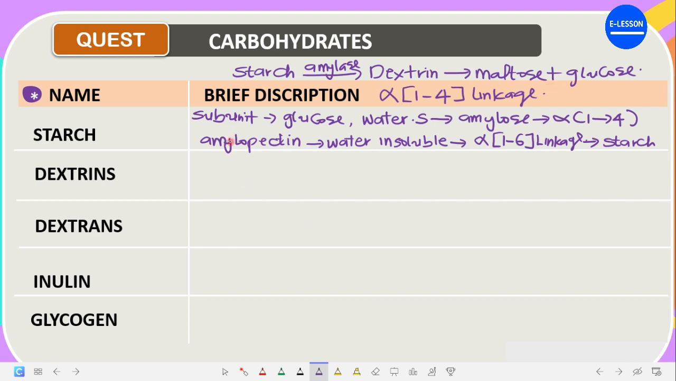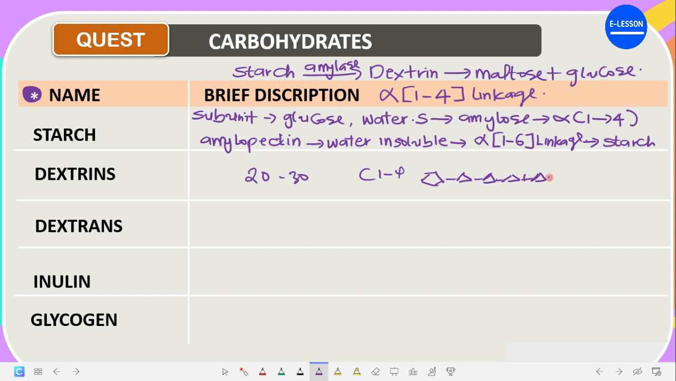Now note that this amylopectin part of it is a branch. That is to say, after you must have gotten to like 20 to 30 glucose joined together by alpha 1,4, something like, if this is a glucose, another glucose, of course you know this is alpha 1,4, right?